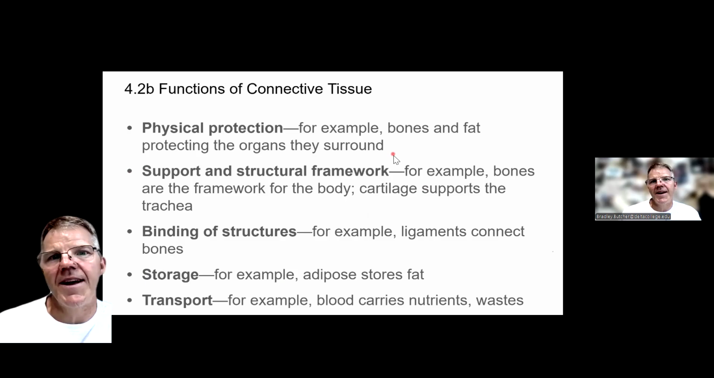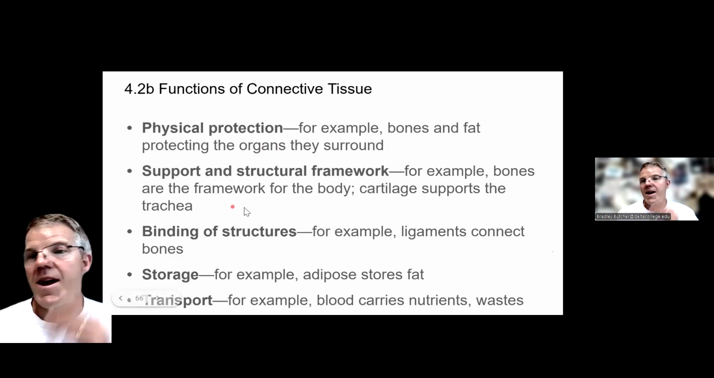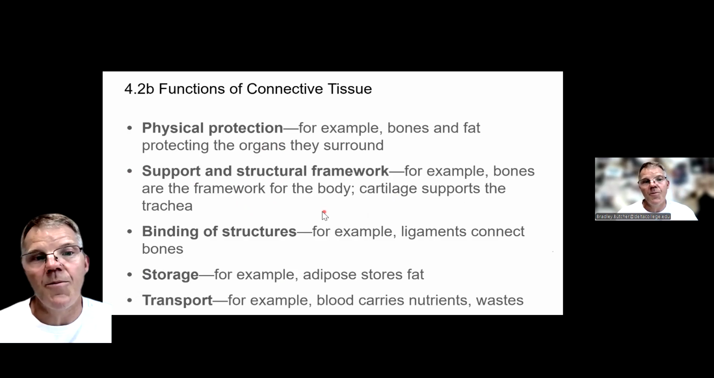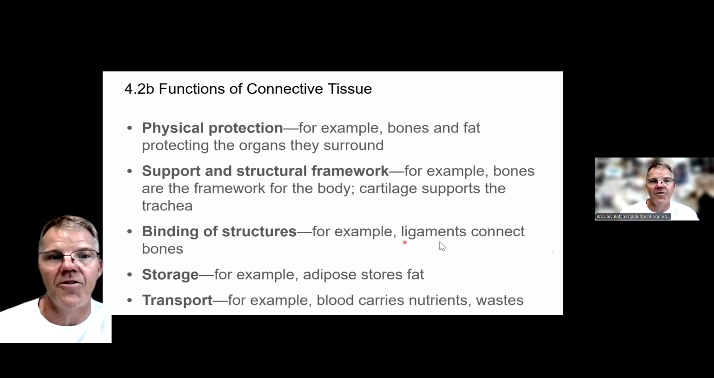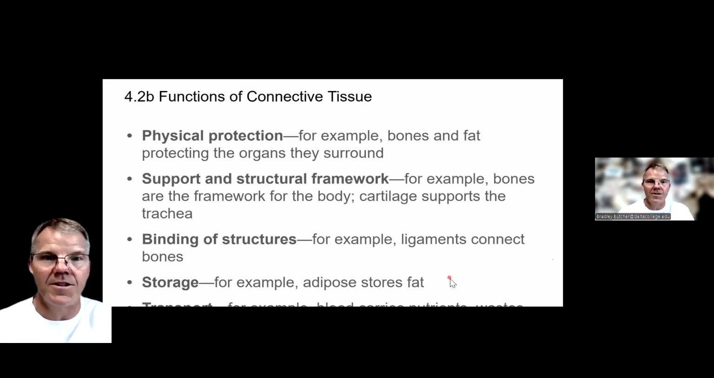Some of the functions of connective tissues: physical protection, right? For example, bones and fat, protecting the organs that they surround. They might provide support and structural framework. Again, bones are the framework of the body. That cartilage supports the trachea, cartilage in your ears and nose, cartilage between your bones or at the ends of your bones. They help to bind structures. For example, ligaments connect bone to bone. Tendons connect muscle to bone.